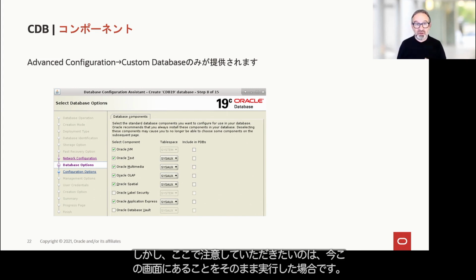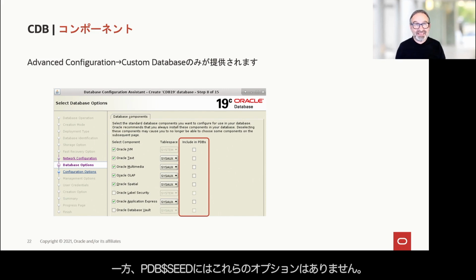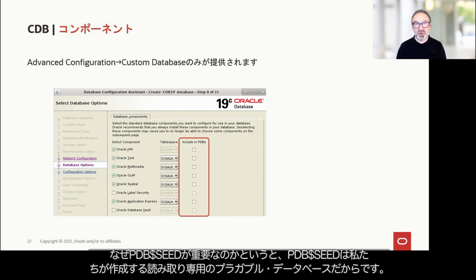But be aware, if we do exactly what's here now on that screen, my CDB root will have all these options installed. The PDB seed won't have any of them. Why is the PDB seed so important here?